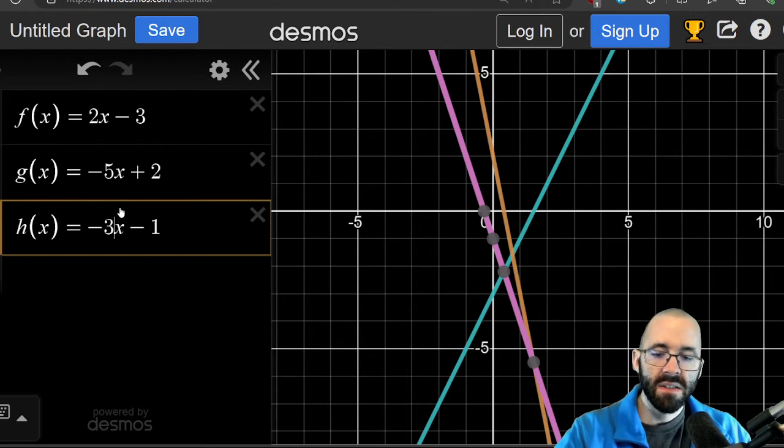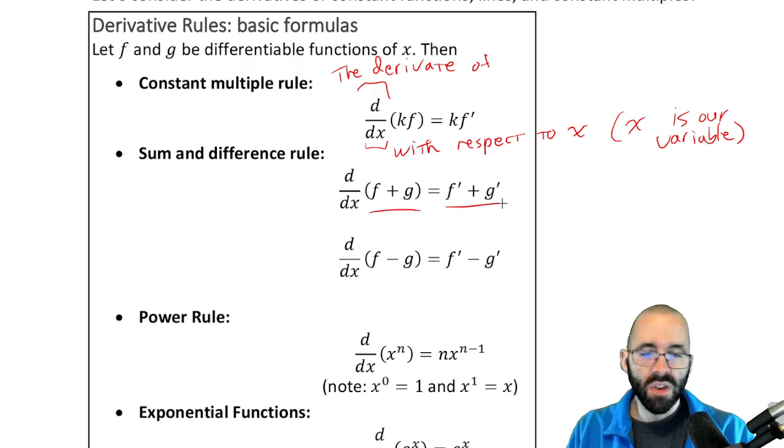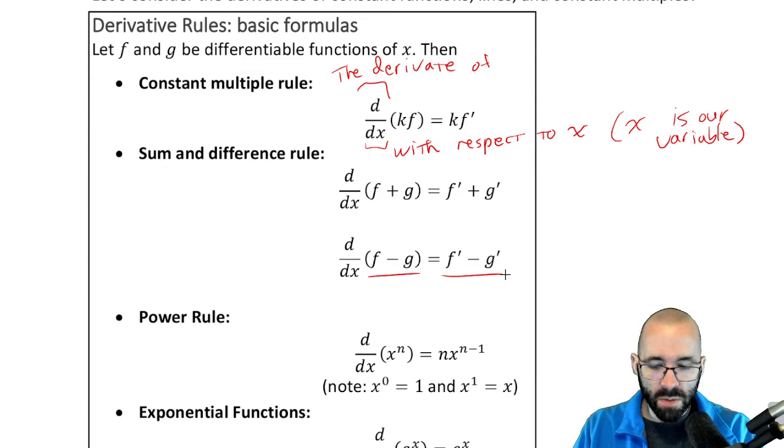We can see that sum and difference rule in action. If I add two functions together, their slope is just added together. If I subtract two functions, their slope, their derivative, is just their individual derivatives subtracted together.